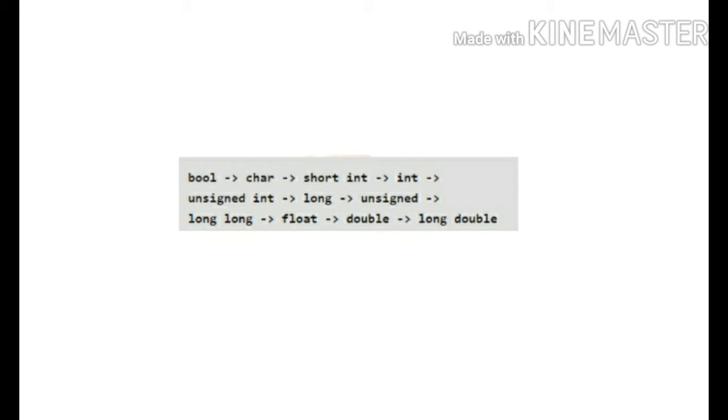Then we have the explicit type conversion. This process is also called typecasting, and it is user defined. Here the user can typecast the result to make it of a particular data type in case you are trying to change from a different data type. Then let's take a look at the printf function and the scanf function.